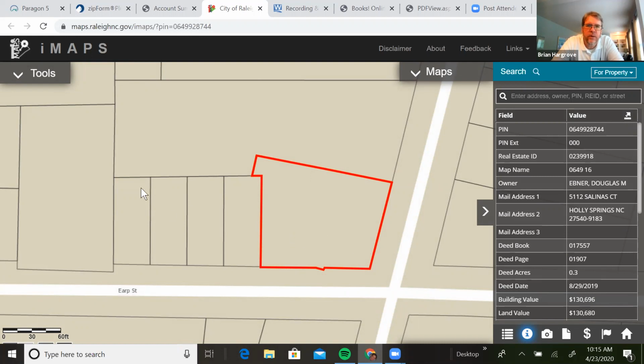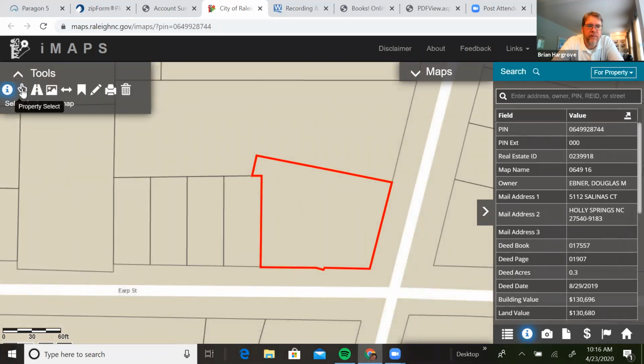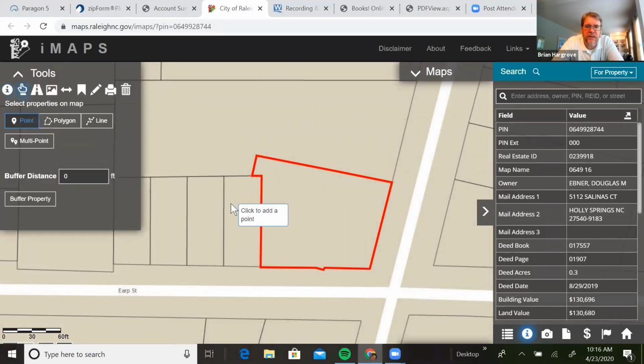So what I can do is I can go ahead to these tools and I can hit that little finger to select a property, and I'm going to select this one. As you see now, this is also Doug Ebner, and it's another 0.08, right? So it's another little piece of property that he has. And the way they listed on the MLS might not have been correct. They're listing all the property he wants to sell, but when you go to look at it, something's missing, right?